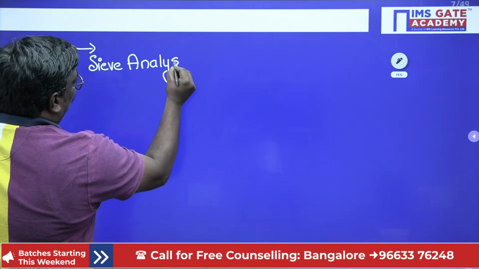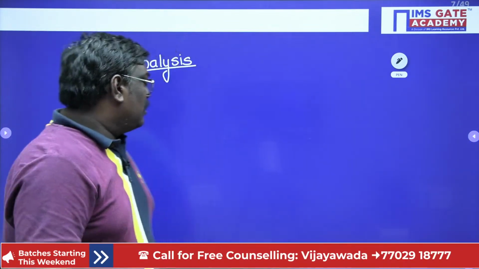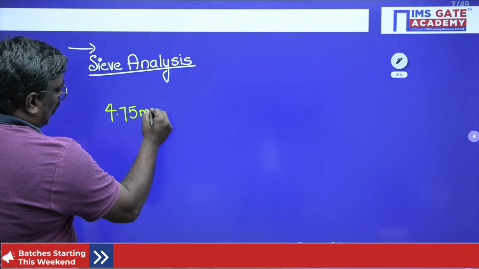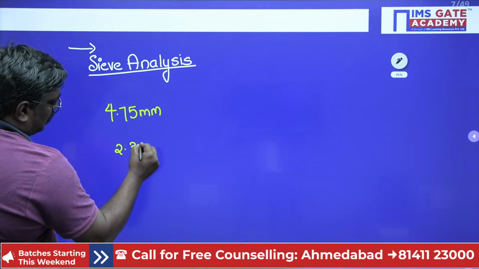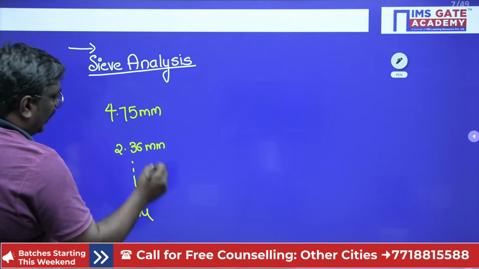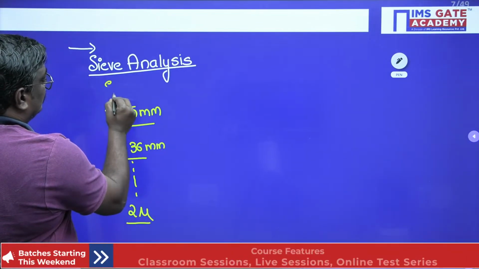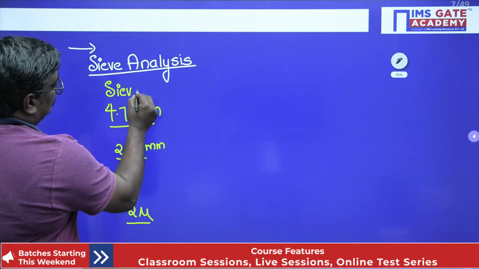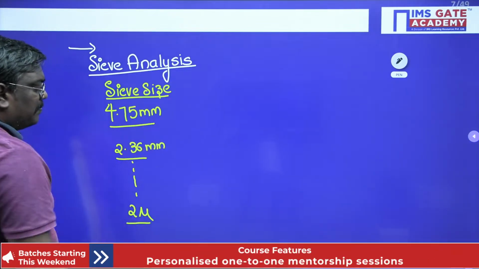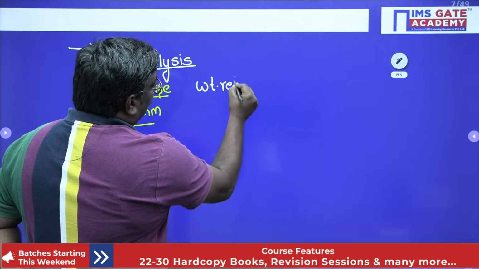So what is actually a sieve analysis? See, students, if you talk about the sieve analysis, we have different sizes like 4.75 mm, 2.36 mm, and so on up to 2 micron. What do these 4.75 mm, 2.36 mm or 2 micron represent? This represents the sieve size. And from this sieve size, you will find out how much weight is retained on each sieve.